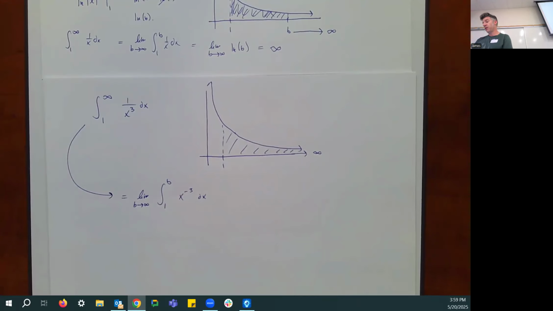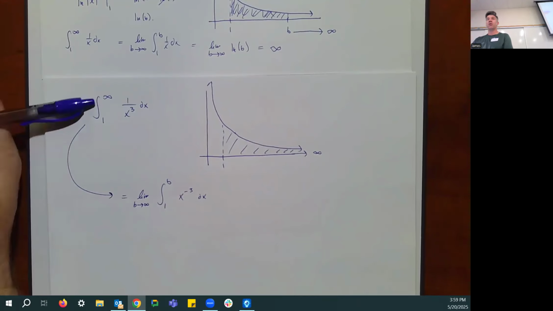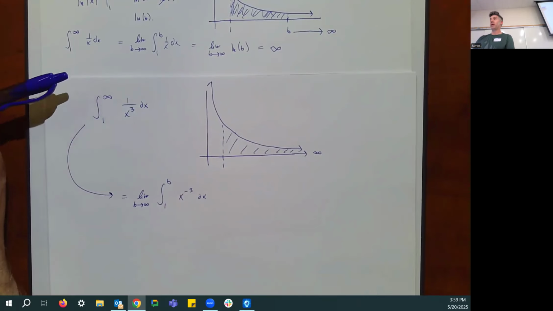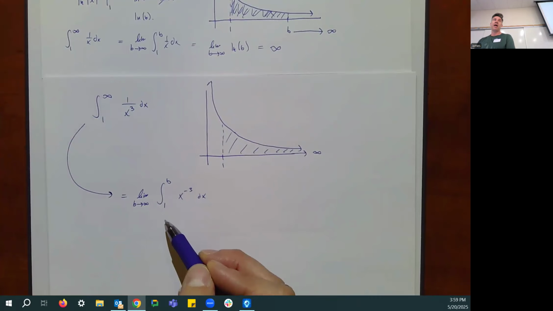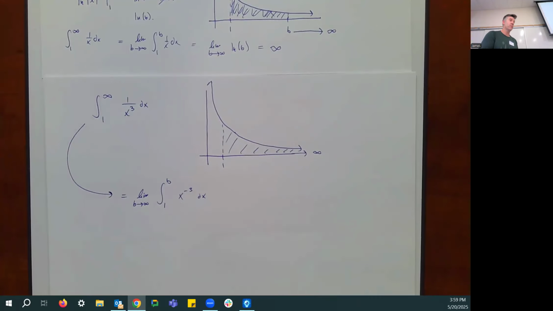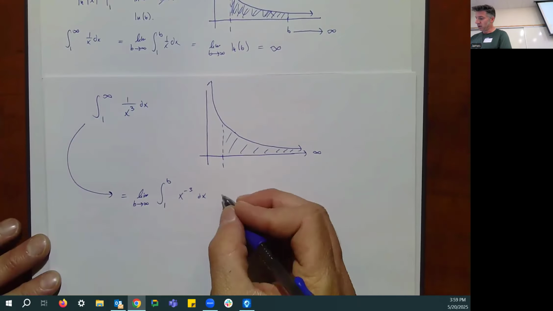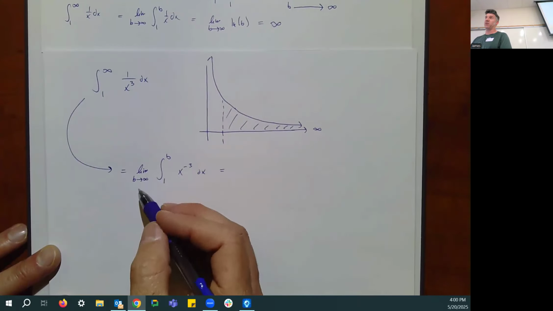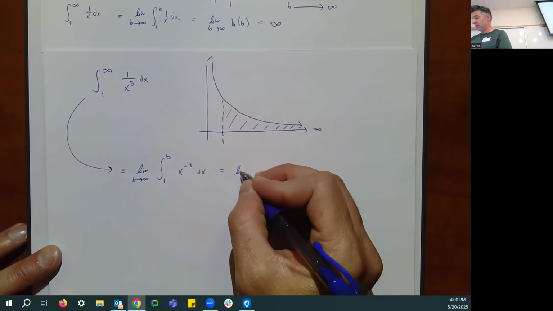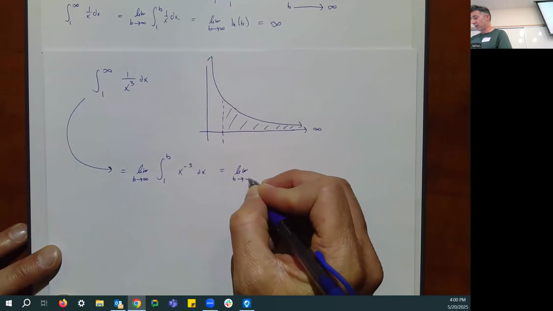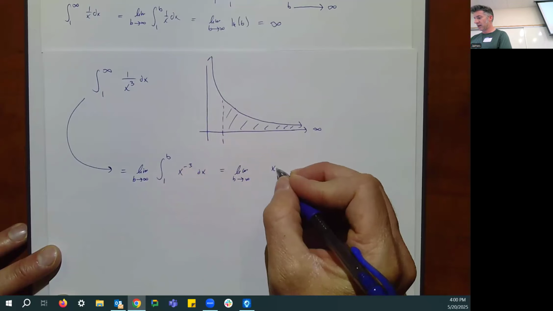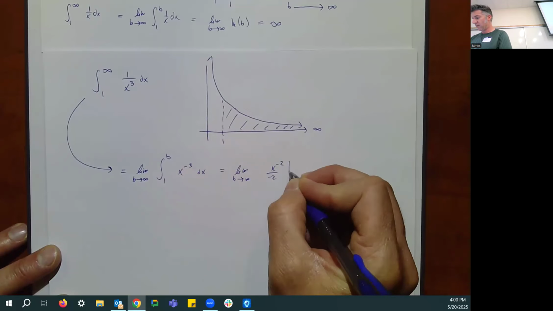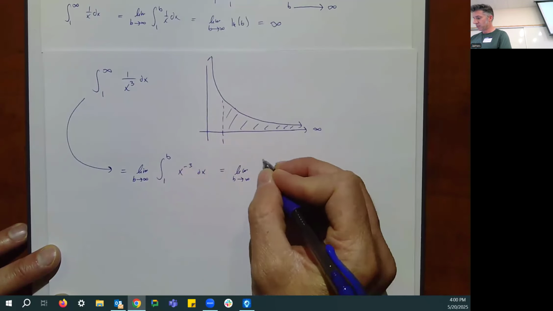So typically, when you see an integral that's improper, whatever limit of integration is problematic, we replace it with a b or an a, and then say the limit as b or a approaches that number or that infinity. And then we just carry on. We ignore this limit out front until the very end. So it's the limit as b goes to infinity. I'm going to integrate this. I'm going to get x to the negative 2 over negative 2, evaluated from 1 to b.